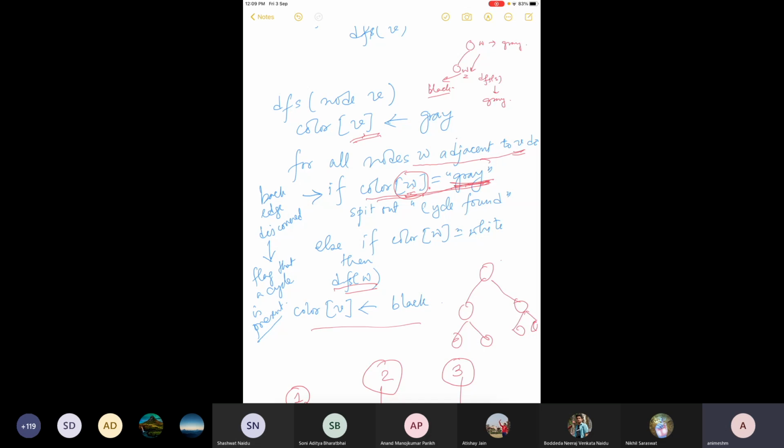Sir, but the adjacency list of 2 will contain 1 also, no? So what? So we will go to 1. Sir, we are calling the DFS before making it black. You are always calling a DFS. This is a recursive call. Sir, if you give one more child to W, then that child will become black. No, sir, because its DFS has ended.